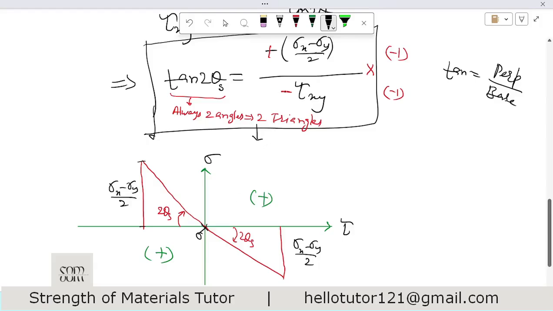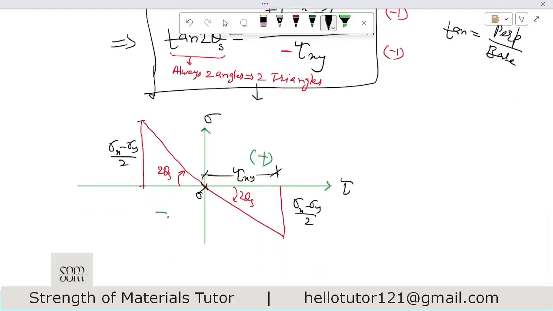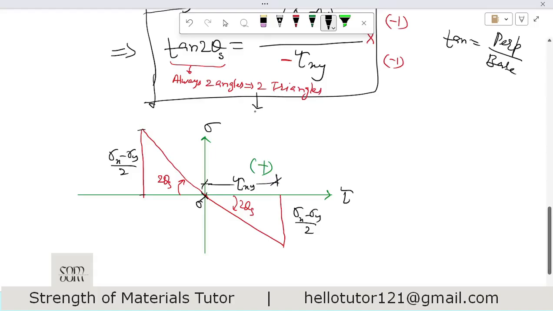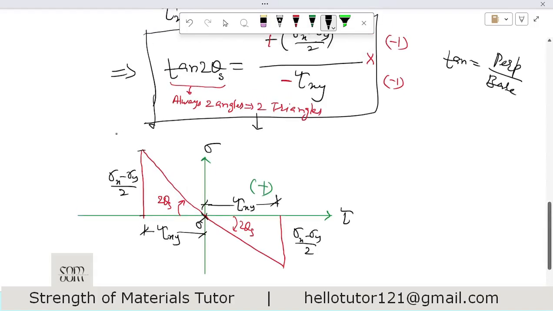So let us say first we will take a positive tau xy. So it is going to be here, tau xy. This is tau xy, and this is also. Now if we take the negative, it is like this. So this is the geometry of this.